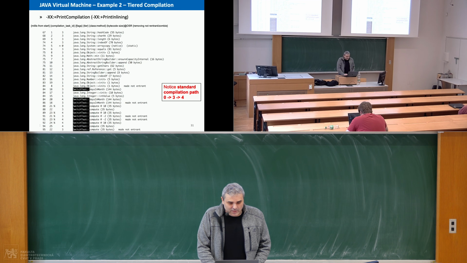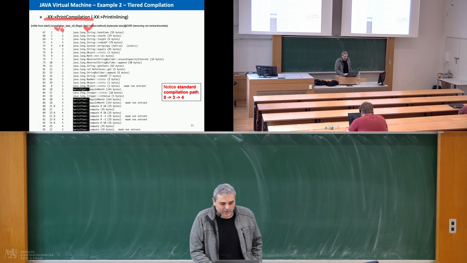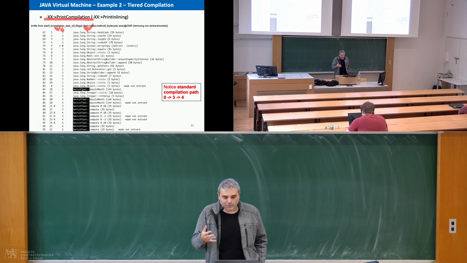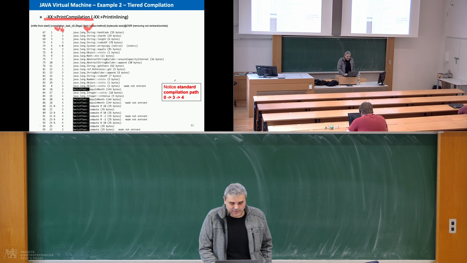So first, let's look at the level-based compilation, that adaptive compilation. If you use these arguments for the runtime, you will see more debug information. Those debug informations are here. What is important for us is this column, this number, and this reference to the class. So I've already highlighted pieces from our example, and you can notice in this listing the standard compilation path.